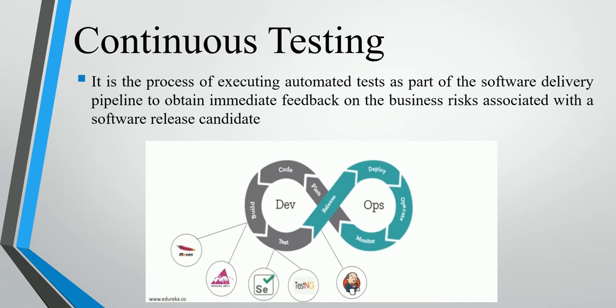Continuous testing. After developing the code, it must be tested automatically by using the Selenium or TestNG tools. For example, if the first person changes the code 5 times, this code will be tested 5 times automatically with the help of Selenium or TestNG tools.